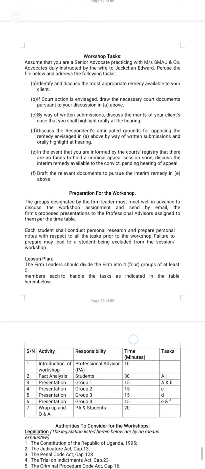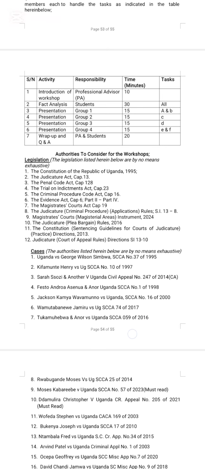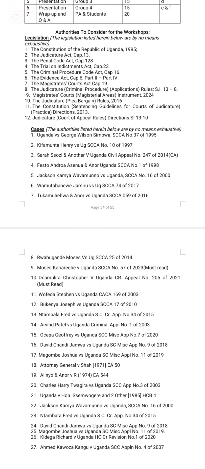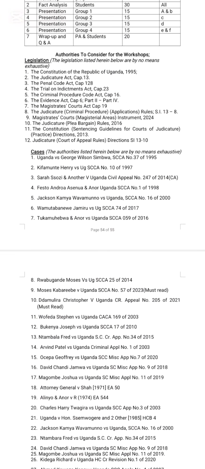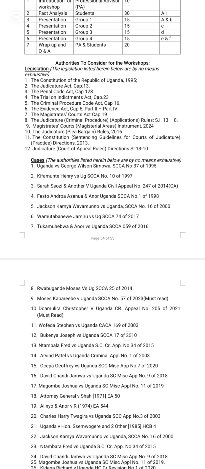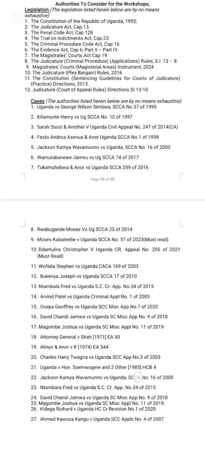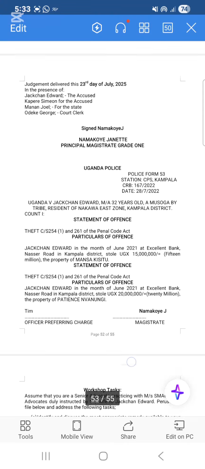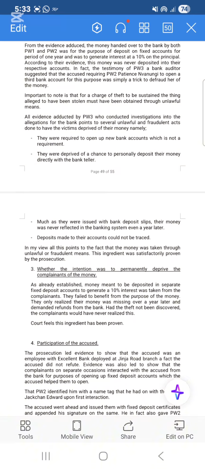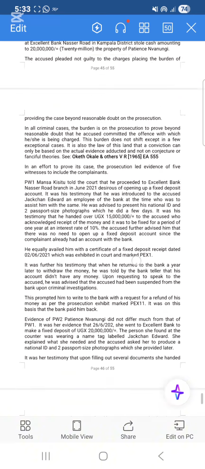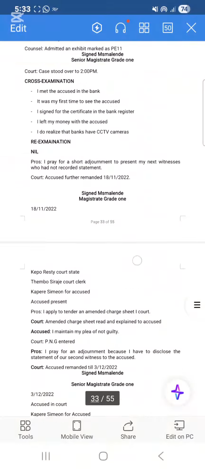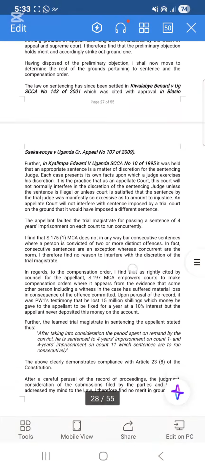So basically, that's what we are going to be looking at as far as week 2 of criminal proceedings is concerned. You can basically read the case of Kifamunte Henry versus Uganda, as it governs as far as first appeals, second appeals, and third appeals are concerned. So basically, that is it for this week. Just have to master the art of perusing these records of proceedings.